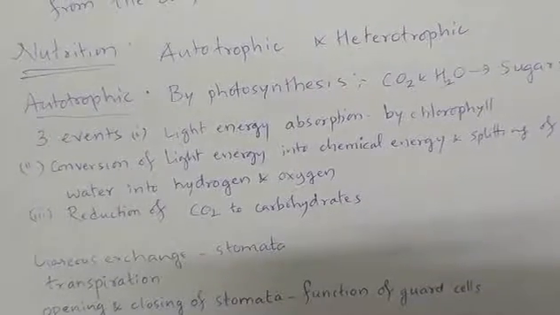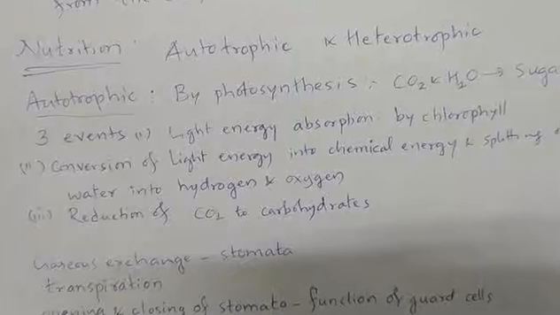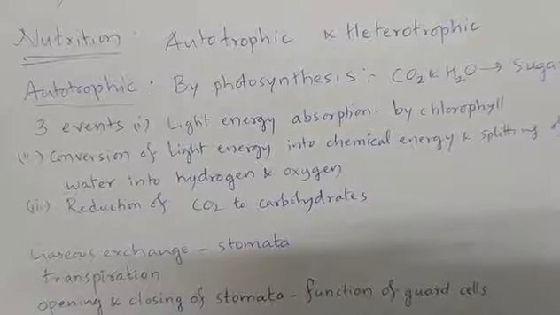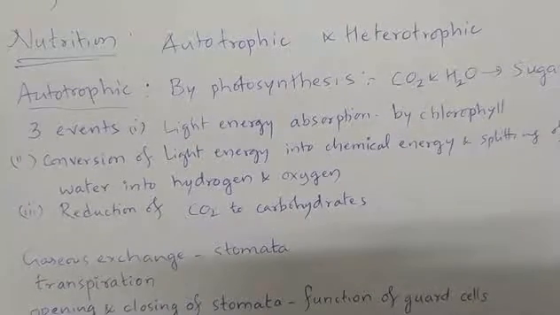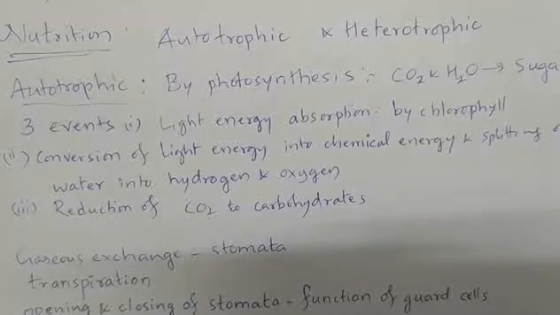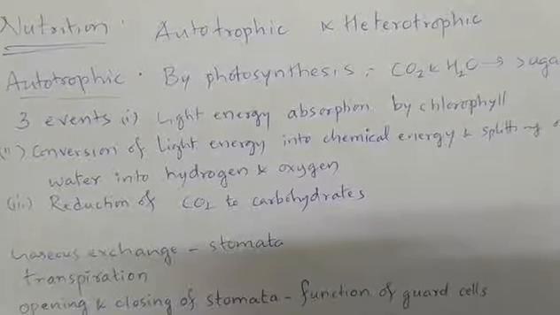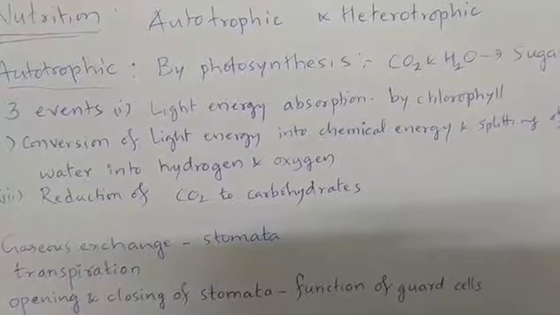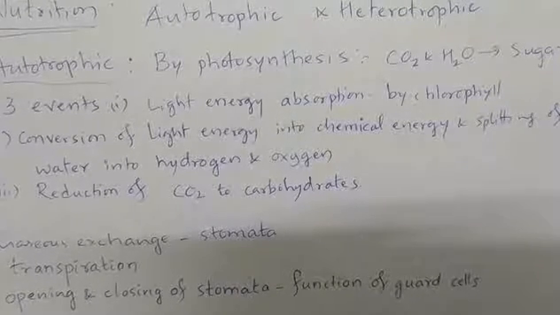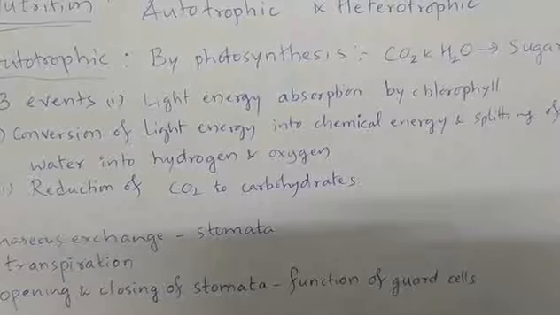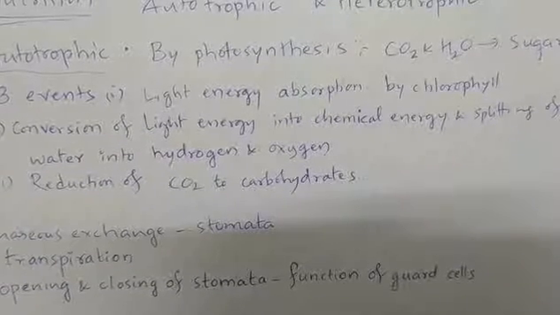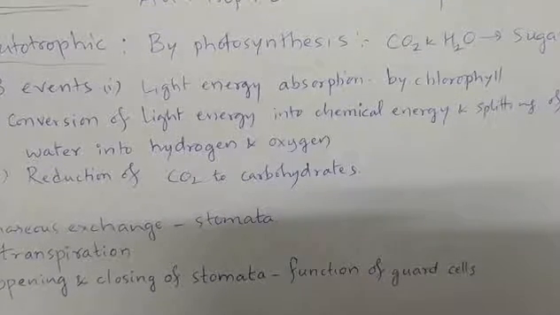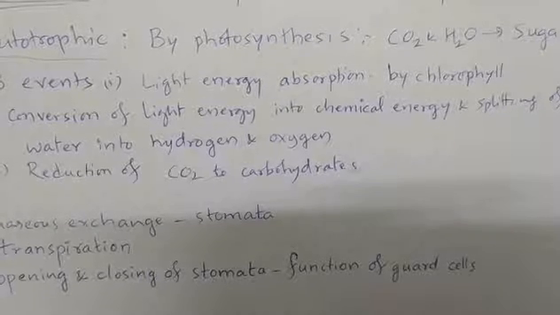For these 3 events to take place, CO2 must enter inside the leaf cells, and after photosynthesis, O2 must leave from the leaf cells. Entry of CO2 and exit of O2, both together, are termed gaseous exchange. It occurs by stomata. Stomata are the tiny pores present in the epidermis of the leaf. Stomata help in transpiration also. Removal of water from plant leaves in the form of water vapor is known as transpiration.